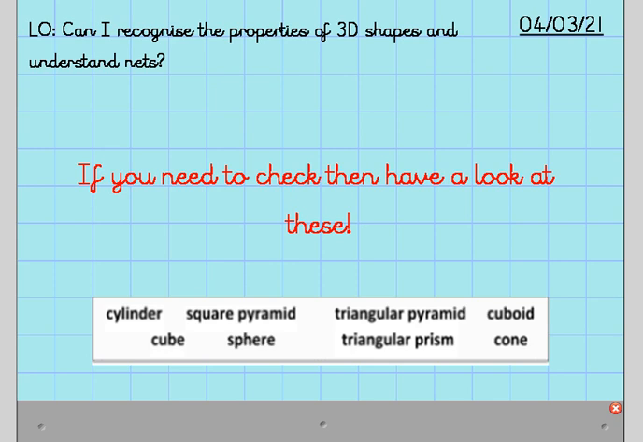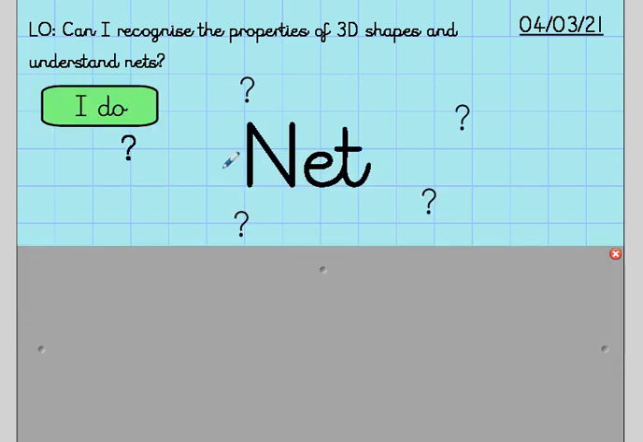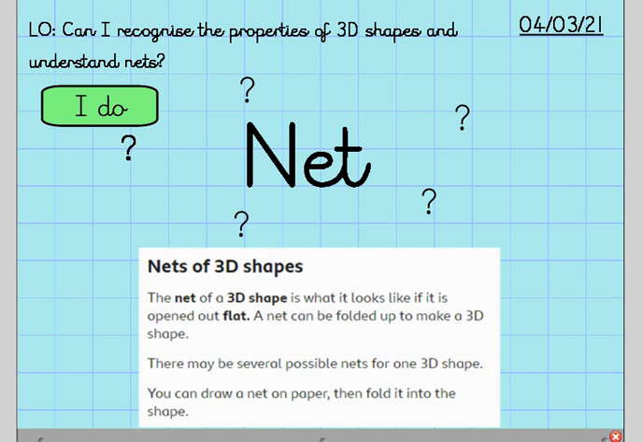Now the second part of the activity today looks at nets. What is a net? You'll have seen them before, probably used them and built them before. A net is when we unfold a 3D shape and open it out flat, so we can then fold it back together and build a 3D shape.